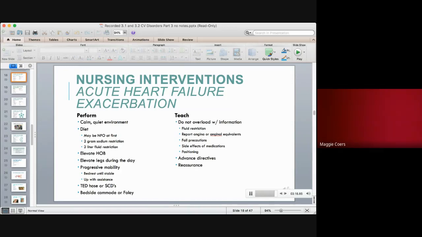Instruct on any side effects of the medications, okay? Positioning, all right, to sit upright or elevate the head of the bed to help with shortness of breath and to help with oxygen demand is good. We want to start talking about advance directives and offer lots of reassurance to the patient. Lots of reassurance, even through these exacerbations, and lots of reassurance afterward with our teaching.